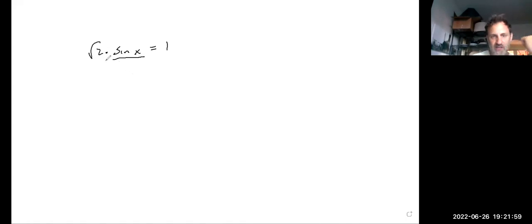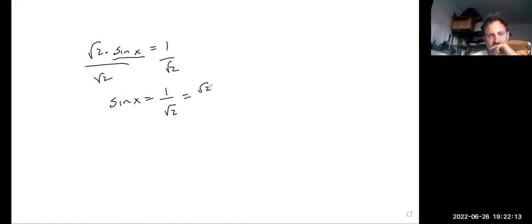But the first step is to get rid of the square root of 2. So we'll divide both sides by the square root of 2. So then sine x equals 1 over the square root of 2. And at this point, it might be helpful to see this as the square root of 2 over 2. You may not recognize it like that. That's the rationalized form. This should pop off some memories in terms of the unit circle.